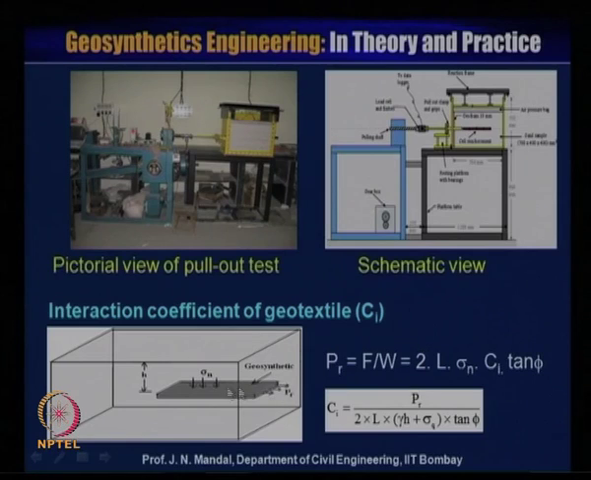Now why is it 2? Because the shear stress is acting at the top and bottom of the geosynthetic material, that is why 2, and L is the embedded length. So P_R is 2 into L into (gamma h plus sigma q) into tan phi. So Ci can be determined as P_R divided by 2 into L into (gamma h plus sigma q) into tan phi. Phi is known to you, so you can calculate Ci, the interaction coefficient of the geotextile material.